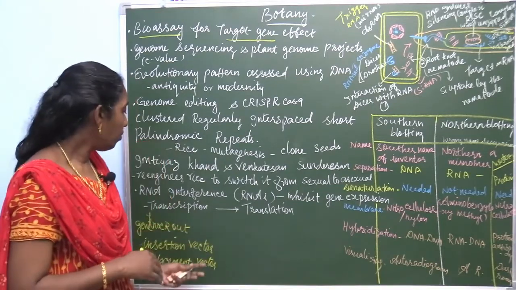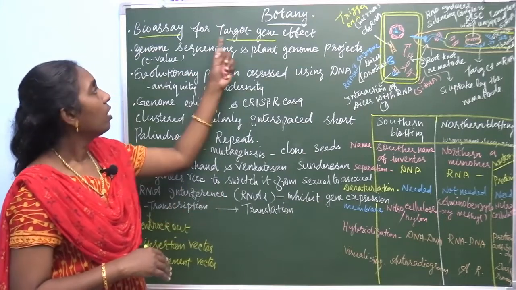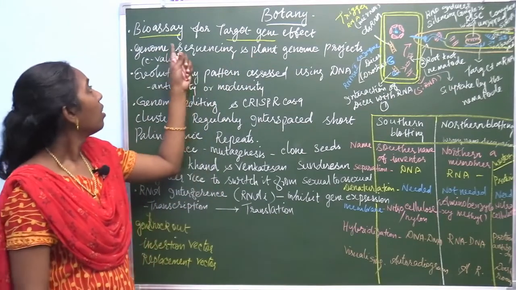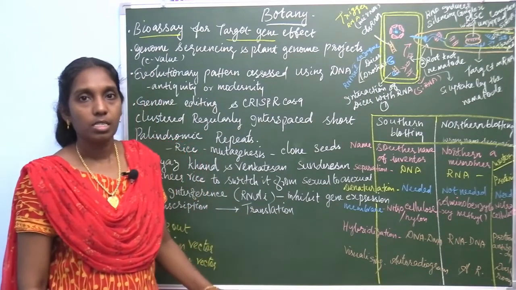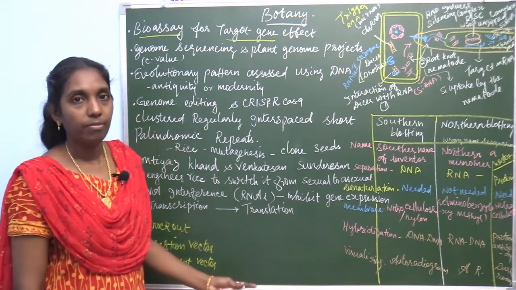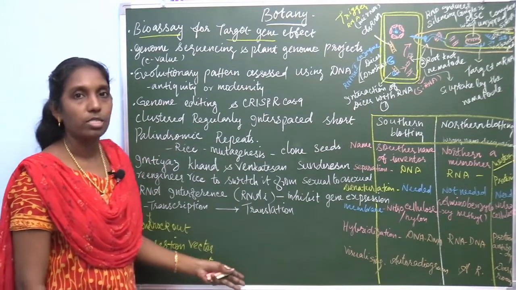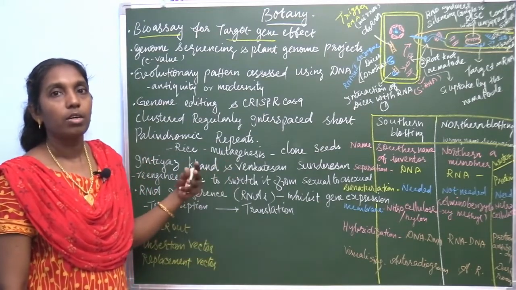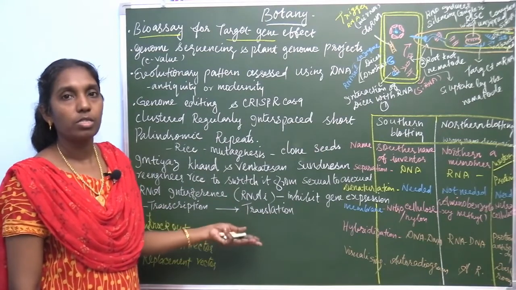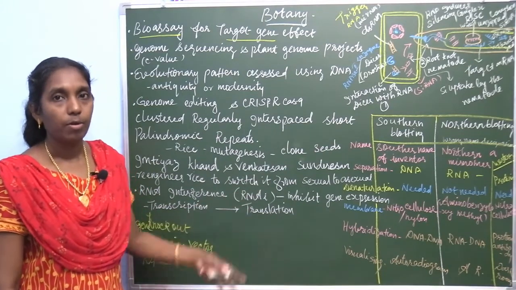So, these two vectors are used for this target gene effect. So, this is a 3-mark question. Prepare it for 3 mark. These all are 3-mark questions. Very important. Prepare it. 3 mark. When you are preparing for the exam, 2-mark questions separately, 3-mark questions, 5-mark questions.